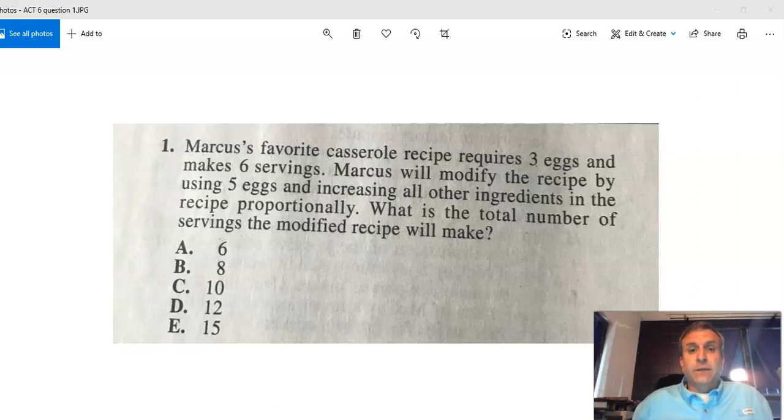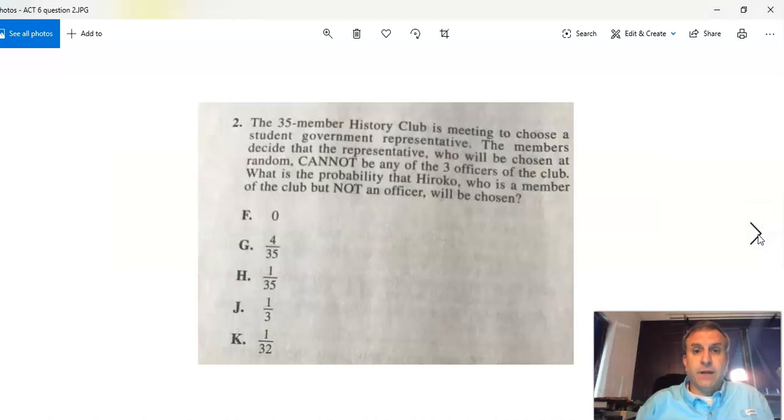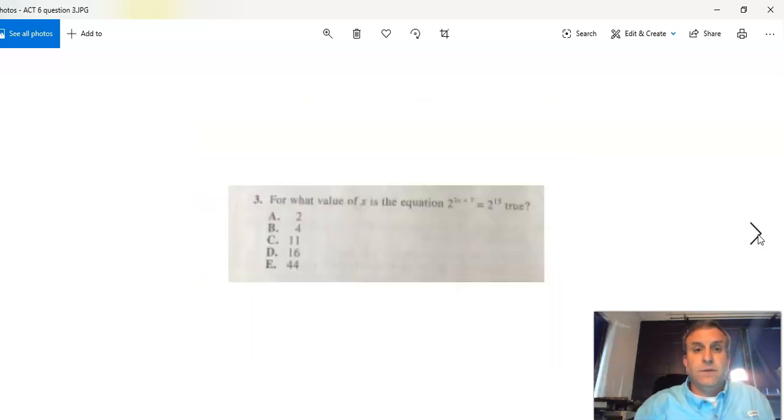Question one: if 3 servings is to 6, then how many does 5 do? You need to set this up as a proportion, just like the first question in your ACT packet. Same type of question we had, not on this past test, but the one before. Next, there are 35 members, and 3 officers are in the club. The 3 officers cannot be chosen. So what's the probability of being chosen?